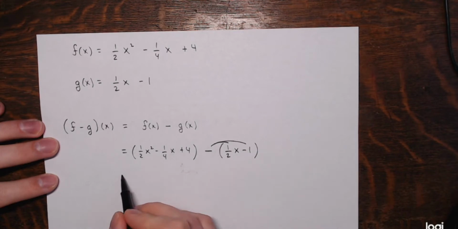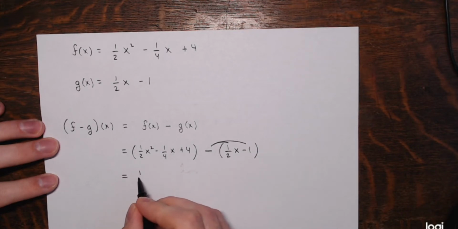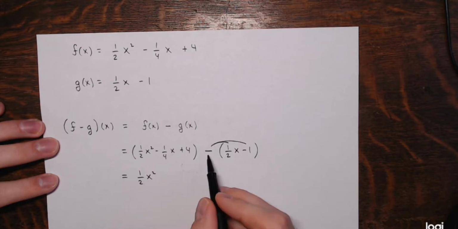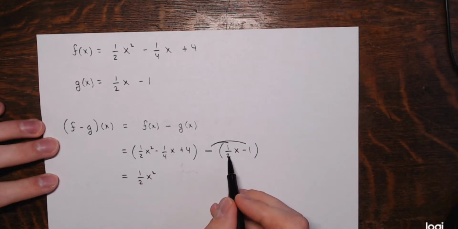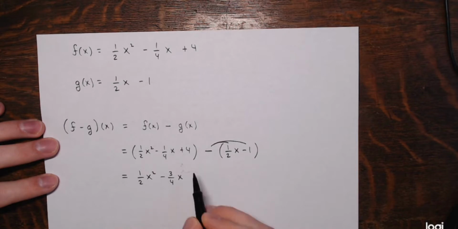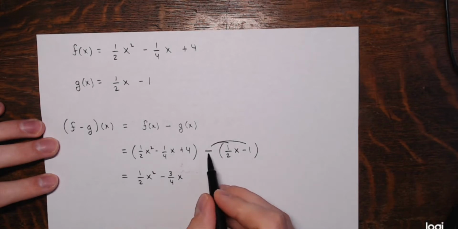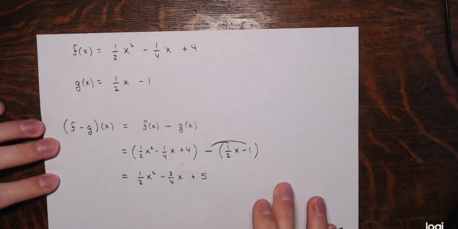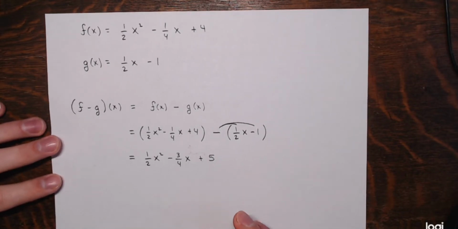And when we combine like terms, we end up with 1/2 x squared. Now negative 1/4 x minus 1/2 x, remember that's 2/4. That'd be negative 3/4 x when combining like terms. And then 4 minus negative 1 would be 4 plus 1, that'd be plus 5. So here's the resulting function, this difference function, f minus g.